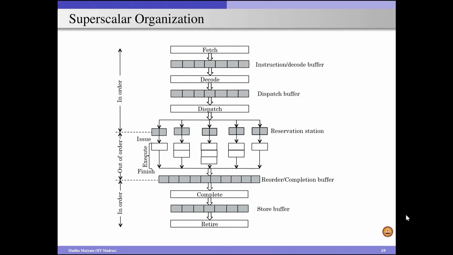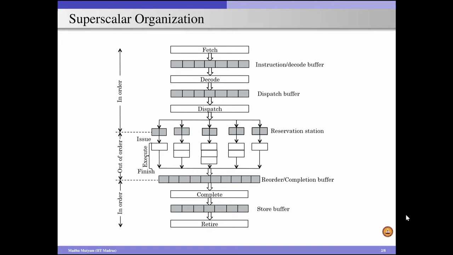So we start with the Superscalar processor organization. This consists of several pipeline stages, starting with the fetch stage. In the fetch stage, we fetch multiple instructions from the instruction cache, and all these fetched instructions will be stored in the instruction decode buffer. This is a buffer which is placed between instruction fetch and instruction decode.